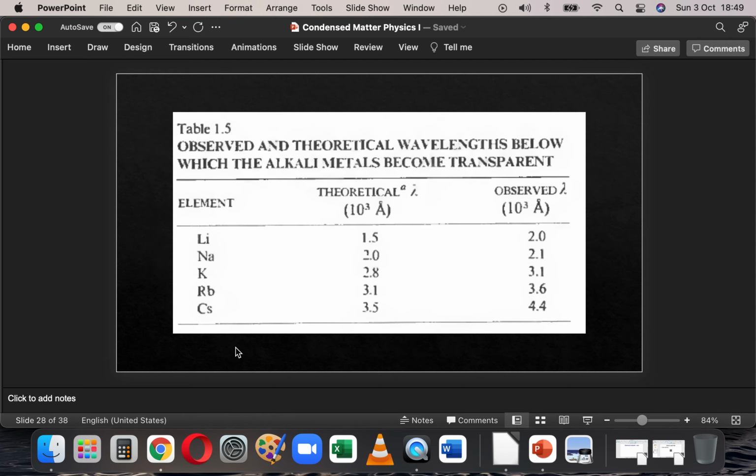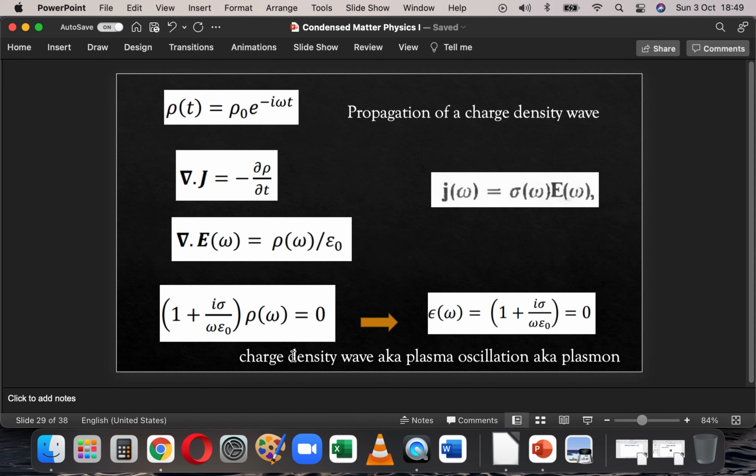This is again a table from Ashcroft. These are the observed and the theoretical values of the wavelengths below which the alkali metals become transparent. For alkali metals, there's a reasonable match between the experimentally observed value of the frequency above which they become transparent and the theoretically obtained value from the simple Drude model. For other metals, there is not much of a match. We have to use other methods, but at least for the alkali metals, there is a reasonable correspondence.